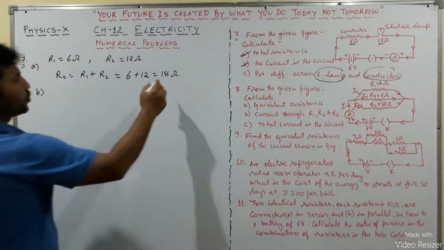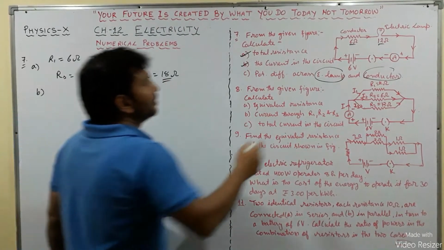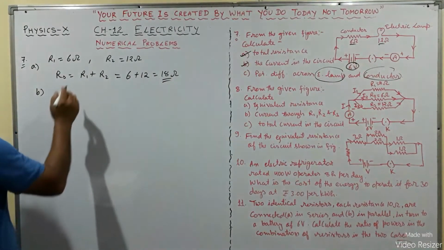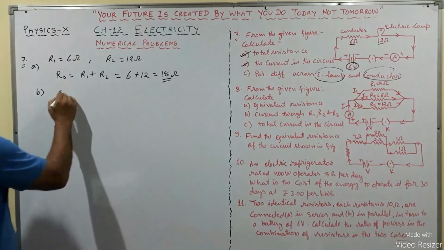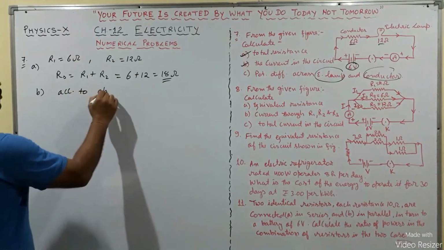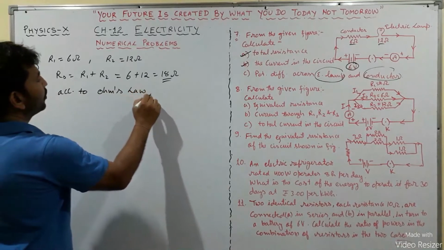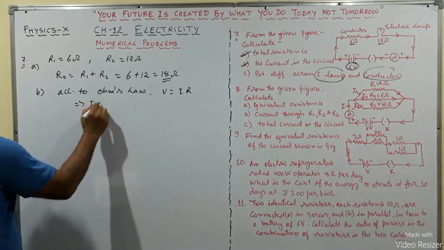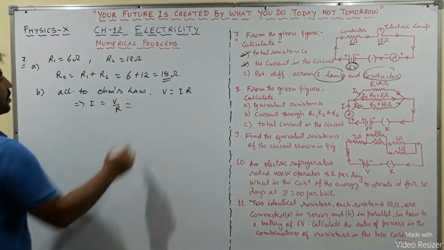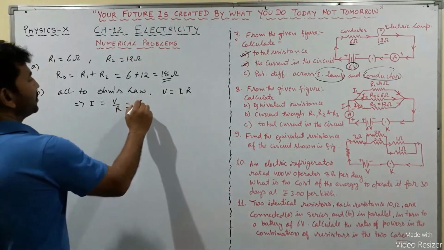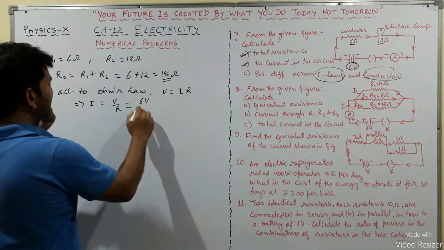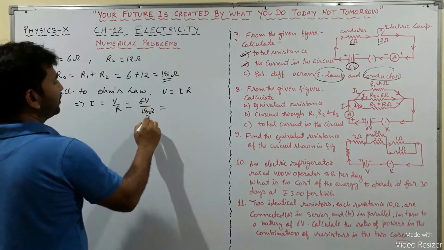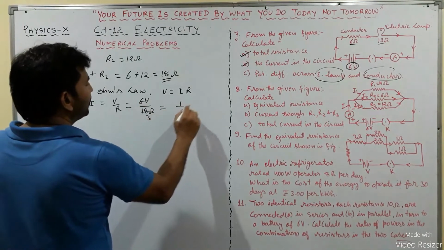So by using the total resistance of the circuit and the potential difference of the battery, we can find the electric current. According to Ohm's law, V is equal to IR, then I is equal to V upon R. What is the potential difference? 6 volt, and the resistance is 18 ohm. So by cutting, you will get 1/3 ampere.